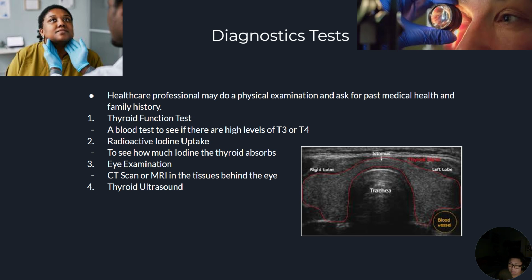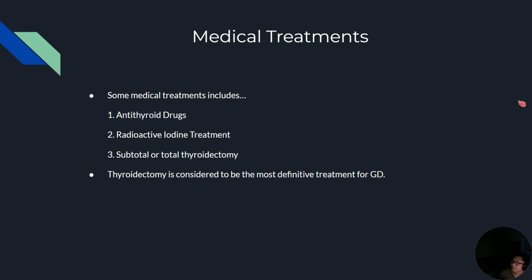There's also radioactive iodine uptake. This goes to see how much iodine the thyroid can absorb. There's also an eye examination, where they use a CT scan or an MRI scan of the tissues behind the eye, and also the thyroid ultrasound. As you see here in this bottom right picture, it's an example of a thyroid ultrasound. Some medical treatments include anti-thyroid drugs, radioactive iodine treatment, and subtotal or total thyroidectomy. Thyroidectomy is considered to be the most definitive treatment for Graves' disease, by the way.